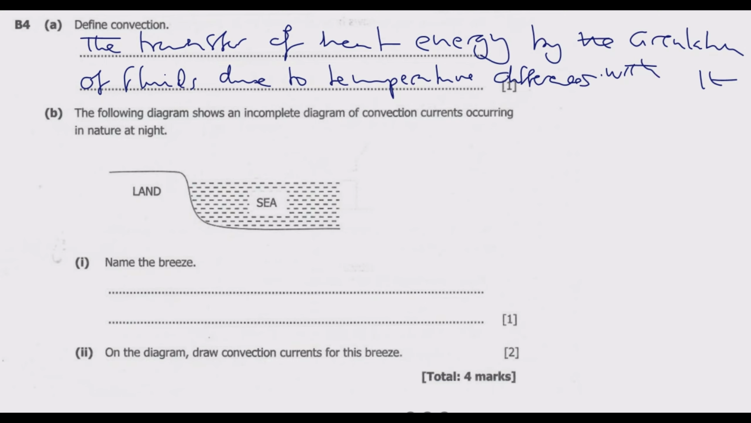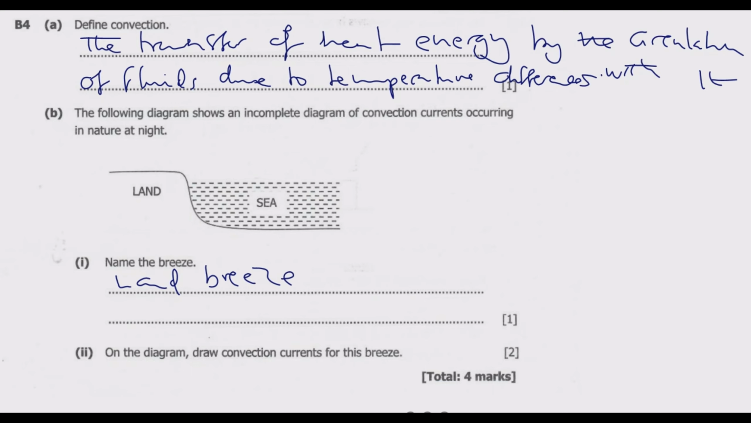So question B, basically the following diagram shows an incomplete diagram of convection currents occurring in nature at night. Name the breeze. So basically, what is happening in this case? This is happening at night, so this is basically the land breeze. So land breeze, which takes place at night. This is the case where warm sea air rises and is replaced by cooler land air at night.